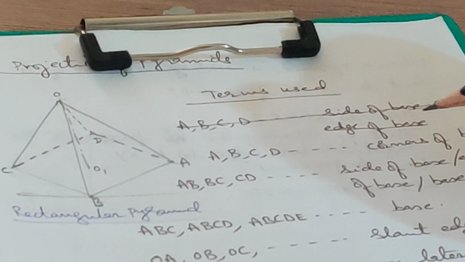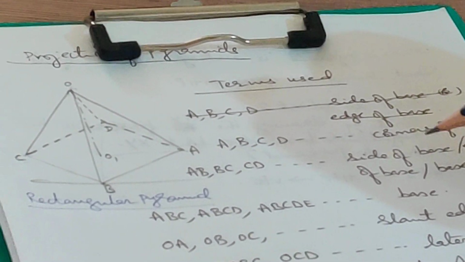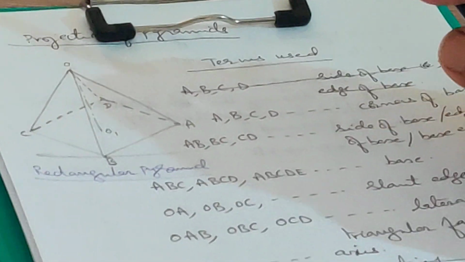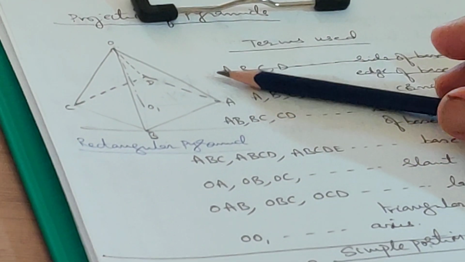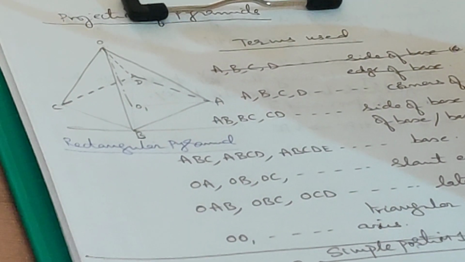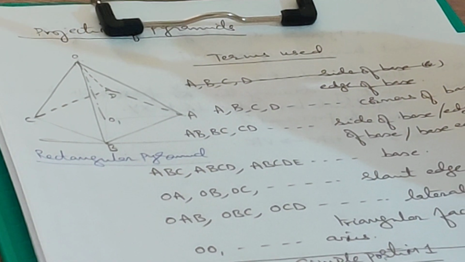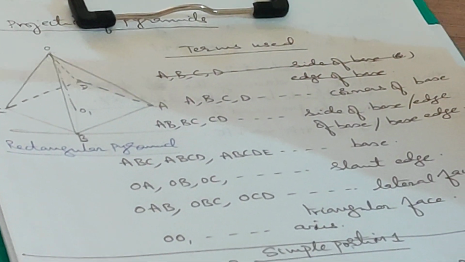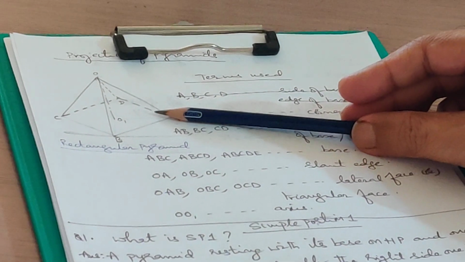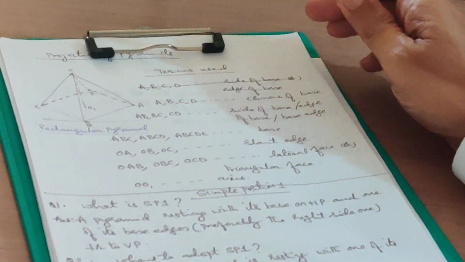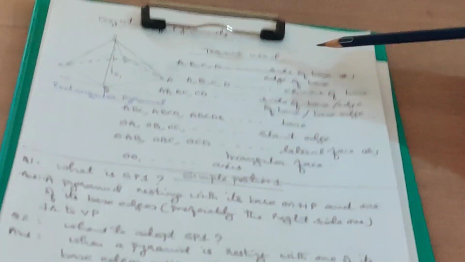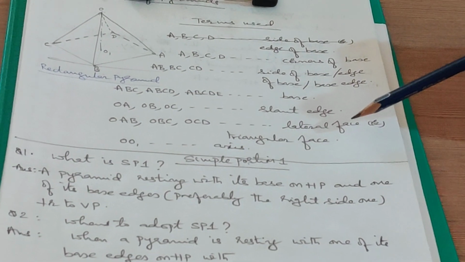So that's about the terms that are used with reference to a pyramid. Now, like in prisms, even in pyramids we have only two simple positions: simple position 1 and simple position 2. We are going to solve these three problems under drawing number 12 using simple position 1 and 2. So you can make notes of this. You can take down these terms.